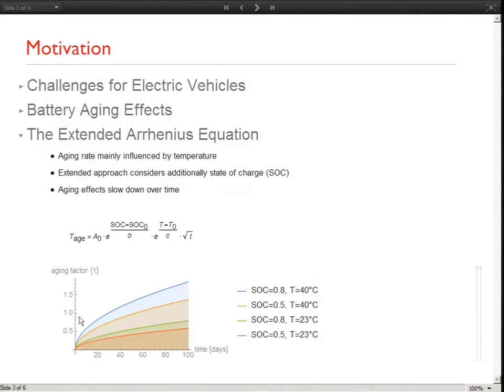And we see here that the temperature has a very significant impact on the aging behavior of lithium-ion batteries, because those two graphs are at a state of charge of 0.5 and a state of charge of 0.8. At a temperature of 40 degrees, the aging rate is much higher than at the same state of charge at a lower temperature.